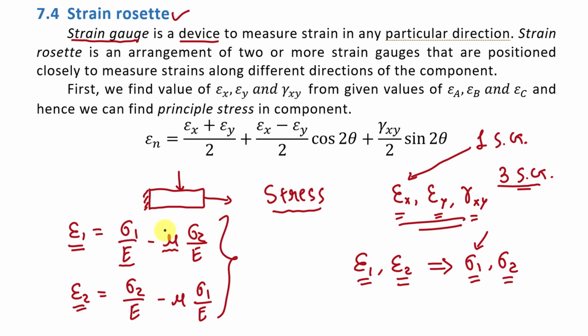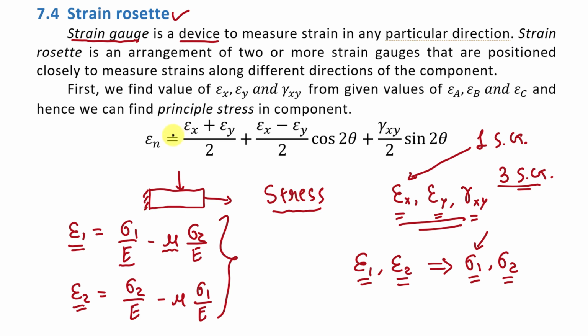So here we have two unknowns, that is sigma 1 and sigma 2, and we have two equations. So by solving these two equations we can find out the values of sigma 1 and sigma 2. Basically this topic is not important from the GATE point of view, but it is in the syllabus, so here we are going to discuss it.